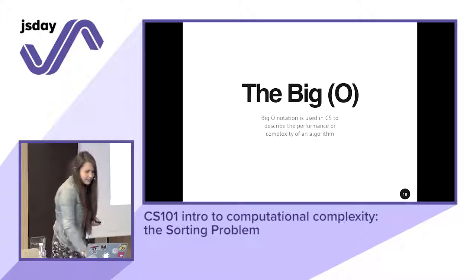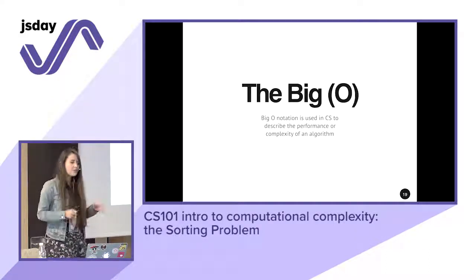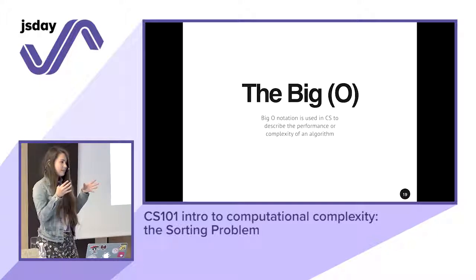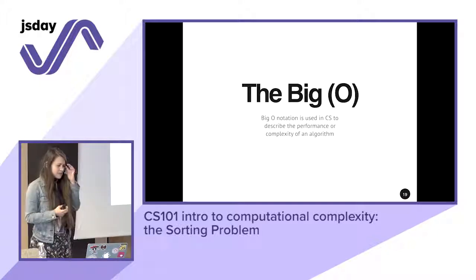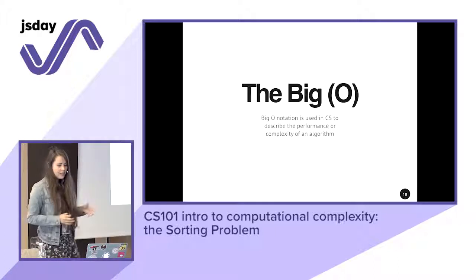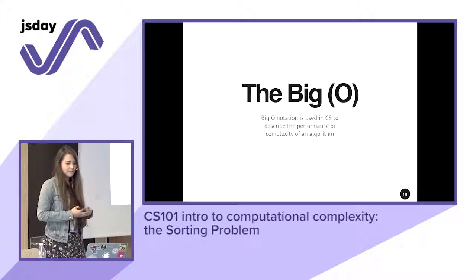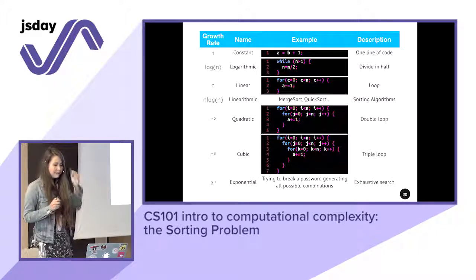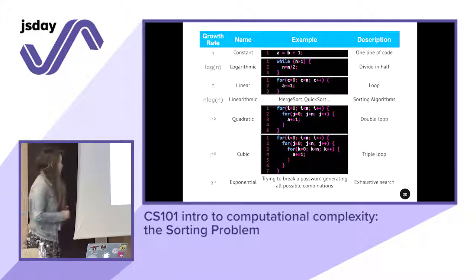The big O is just a way to measure how well a computer algorithm scales as the data input increases. Say, how well your algorithm is going to perform when you give it a 10-element array compared to a 10,000-element array. So the big O is just a notation used in computer science to describe the performance or complexity of an algorithm.